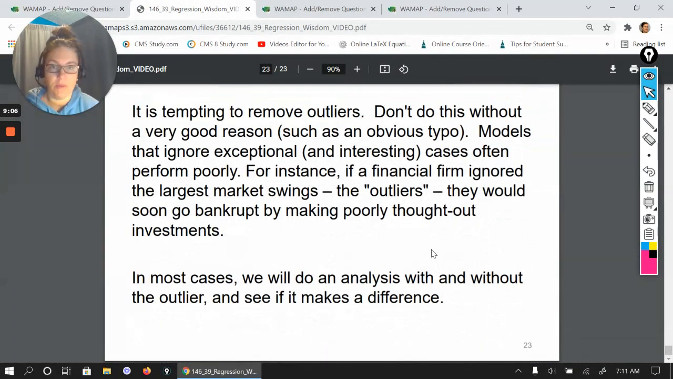It is tempting to remove outliers. Don't do this without a very good reason, such as an obvious typo. So if you were recording data and you accidentally wrote down the wrong number, then you could remove that. Models that ignore exceptional and interesting cases often perform poorly. For instance, if a financial firm ignored the largest market swings, or the outliers, they would go bankrupt by making poorly thought out investments. So in most cases, we will do an analysis with and without the outlier and just see if it makes a difference.